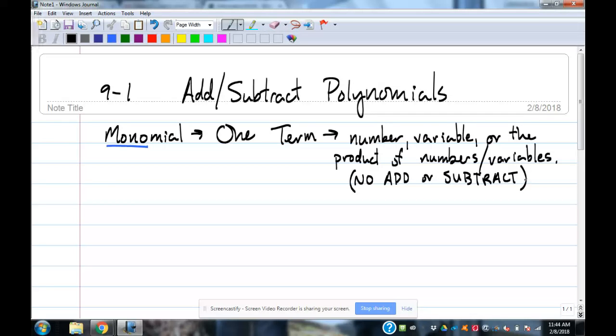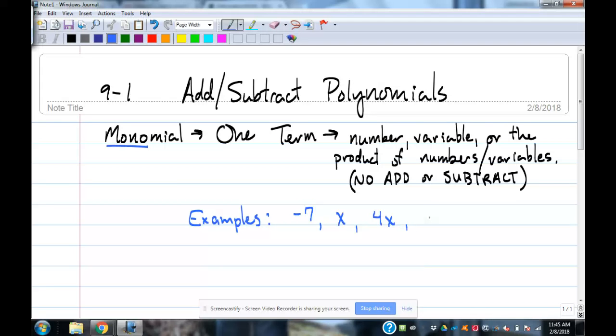Terms in a polynomial are separated by addition and subtraction. So if you're dealing with a monomial, it's going to be one piece, everything's multiplied together. That's what a monomial looks like. Some examples of a monomial: the number negative 7, that's a monomial. Or the letter X, that's a monomial, because it's one term. Or the product 4 times X, 4X. That's a monomial. One term.